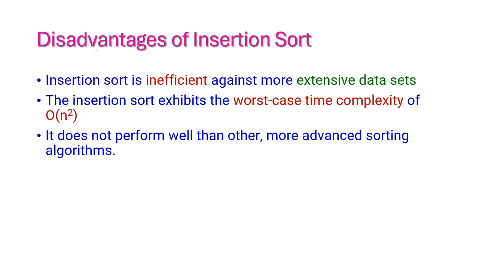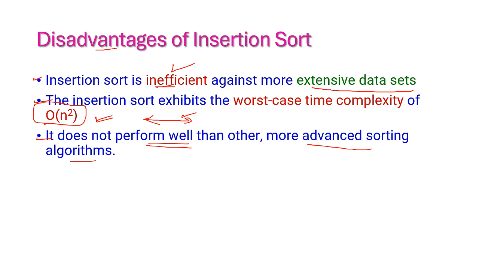Next, let us see the disadvantages of insertion sort. The insertion sort is suitable only for smaller data sets. If the data set is large, then it is inefficient. In the worst case, time complexity is order of n square. That is, it takes more time if the data set is reversely ordered. And it does not perform well when compared to more advanced sorting algorithms. For example, compared to quicksort and heap sort, the performance of insertion sort is very low. So these are some of the drawbacks of insertion sort.